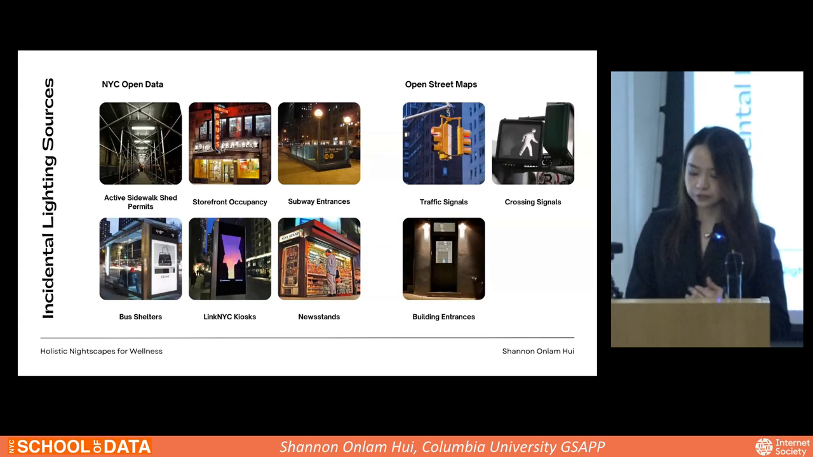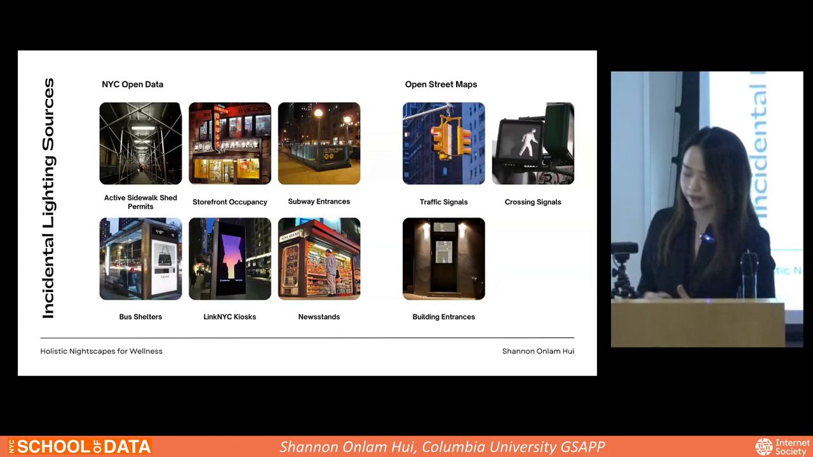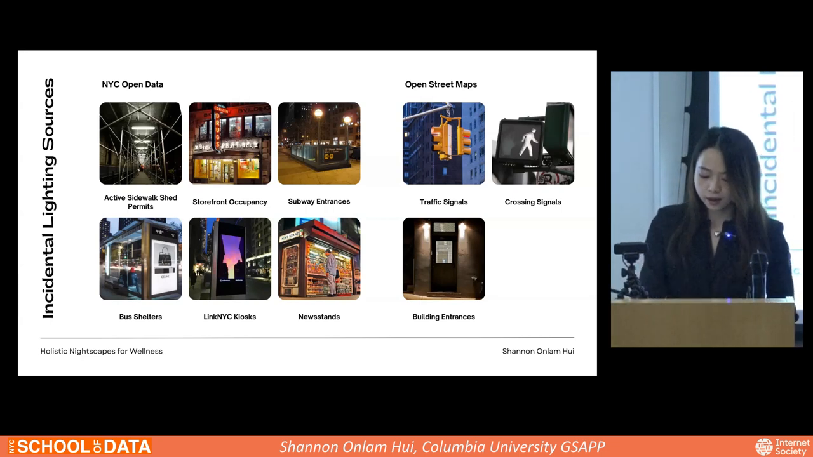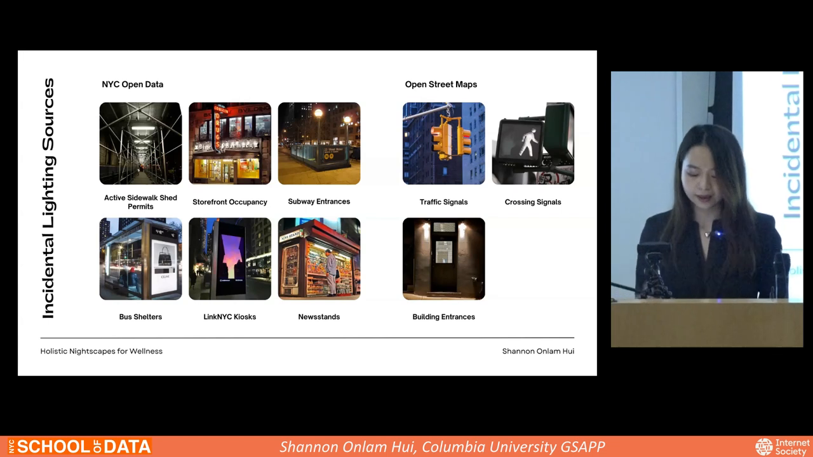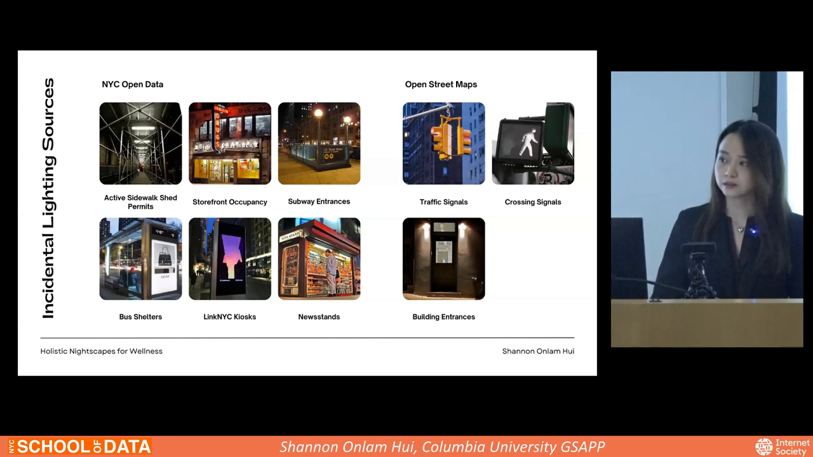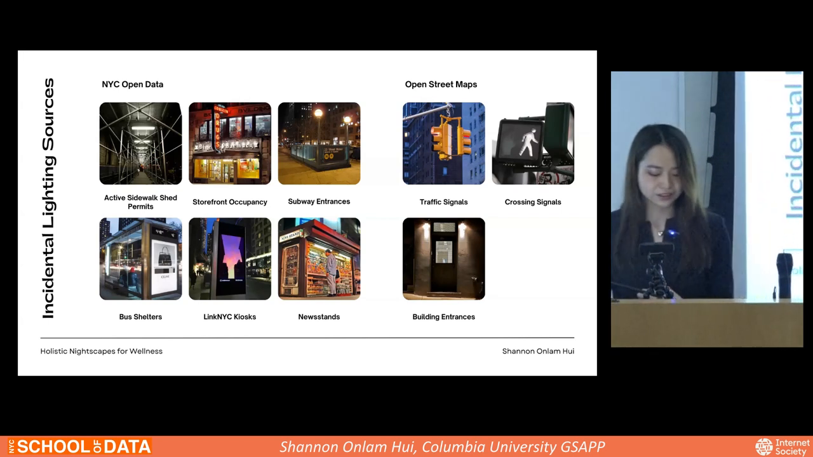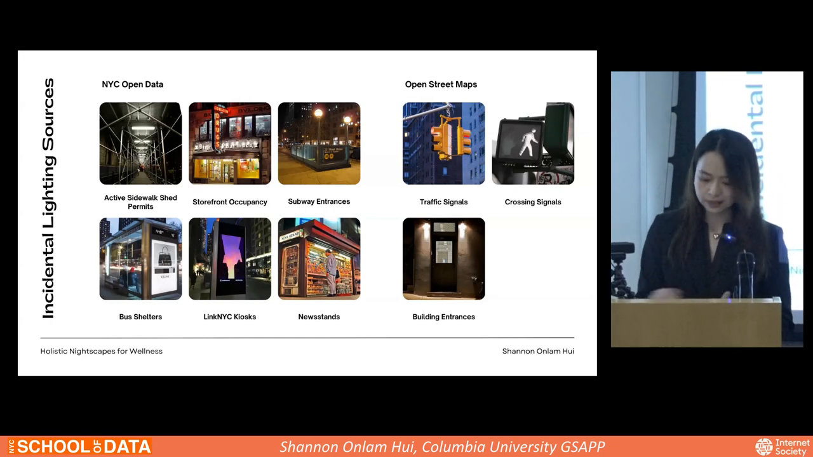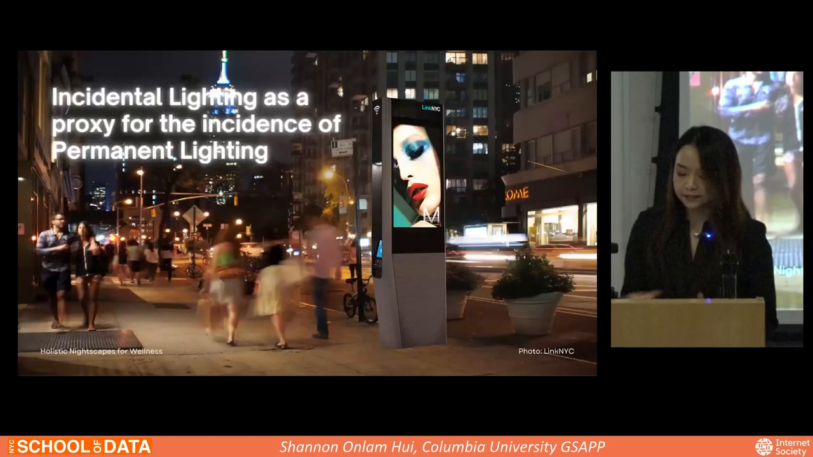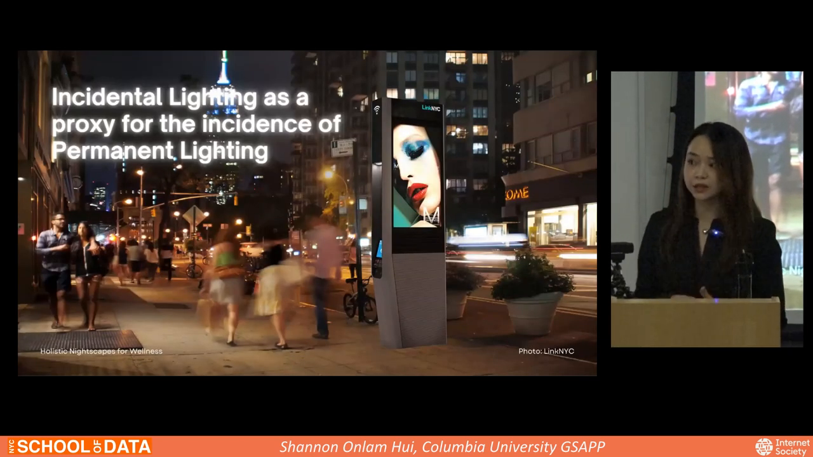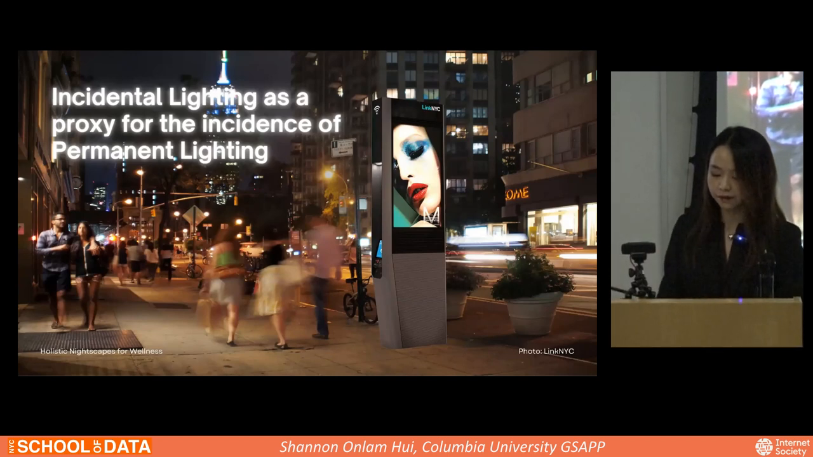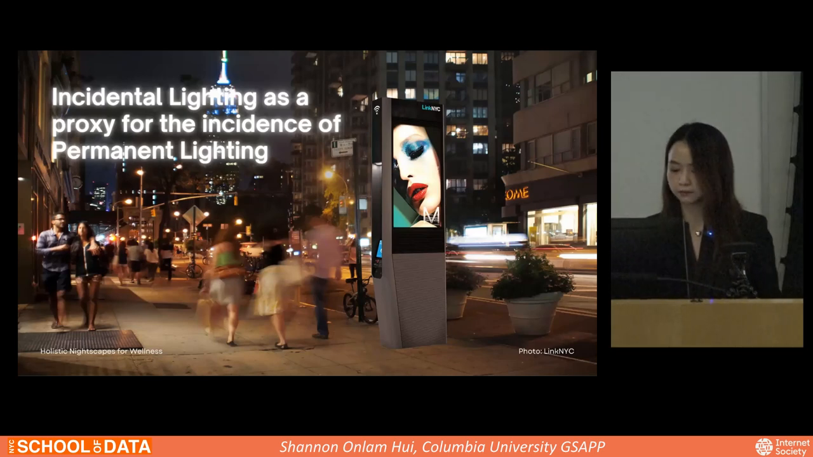Though data on permanent lighting fixtures is not available, I could still extract data sets of incidental lighting sources, such as sidewalk shed permits, Link NYC kiosks, occupied storefronts, bus shelters, subway entrances, and newsstands, all of which exist within New York City's open database. I further extracted traffic signals, crossing signals, and building entrances from OpenStreetMap, an open source participatory geographic database that is updated and maintained by open collaboration. These sources may serve as a proxy for lighting conditions as experienced by pedestrians, given the assumption that areas with higher densities of incidental lighting sources may likely have higher densities of permanent lighting infrastructure as well.